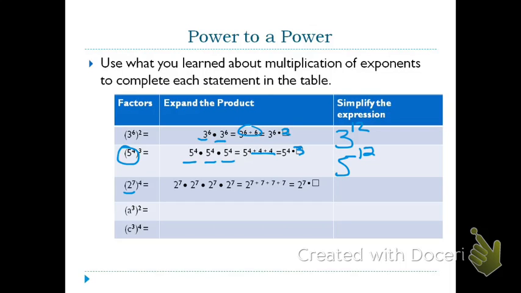Here we have 2 to the 7th being multiplied by itself 4 times. 1, 2, 3, 4 times. They all have like bases when we're multiplying, so we just add their exponents together. The repeated addition is the same thing as multiplication, so 7 times 4 is the same thing as 7 plus 7 plus 7 plus 7. 2 to the power of 7 times 4 is equal to 2 to the 28.